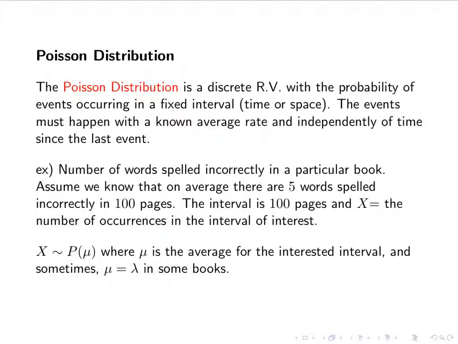X is P of mu, where P stands for Poisson, and mu is the average for the interested interval. And sometimes mu is represented by the Greek letter lambda in some books. So if you see lambda, it's the same thing as mu. So it's the average for the interested interval.